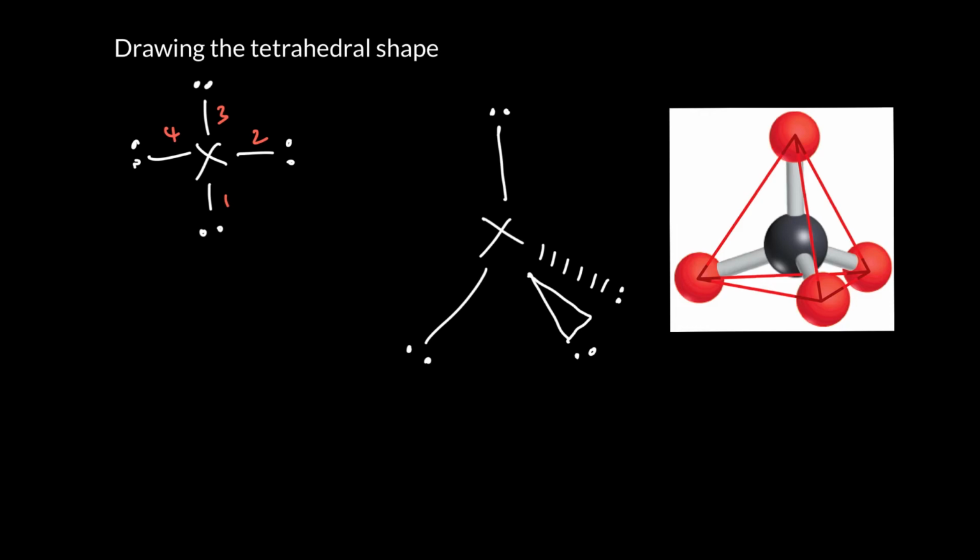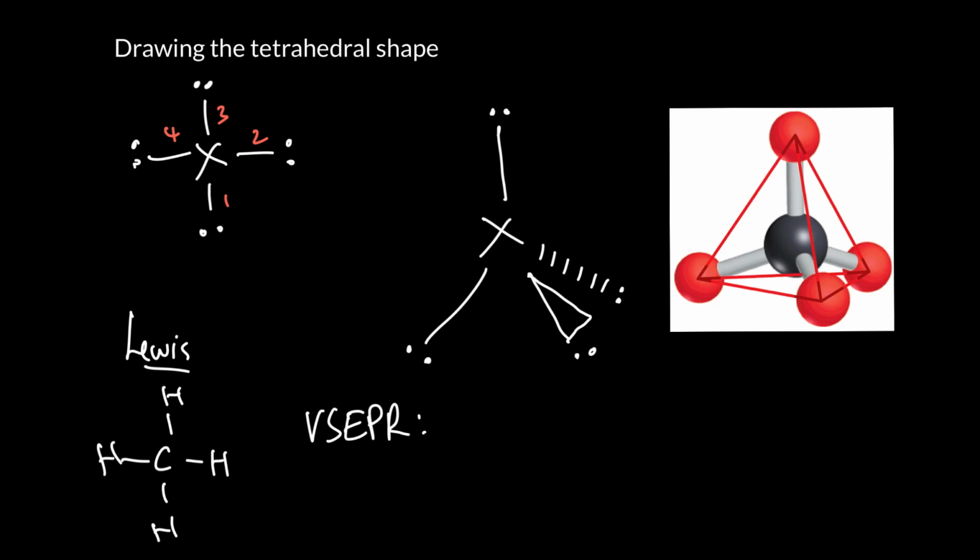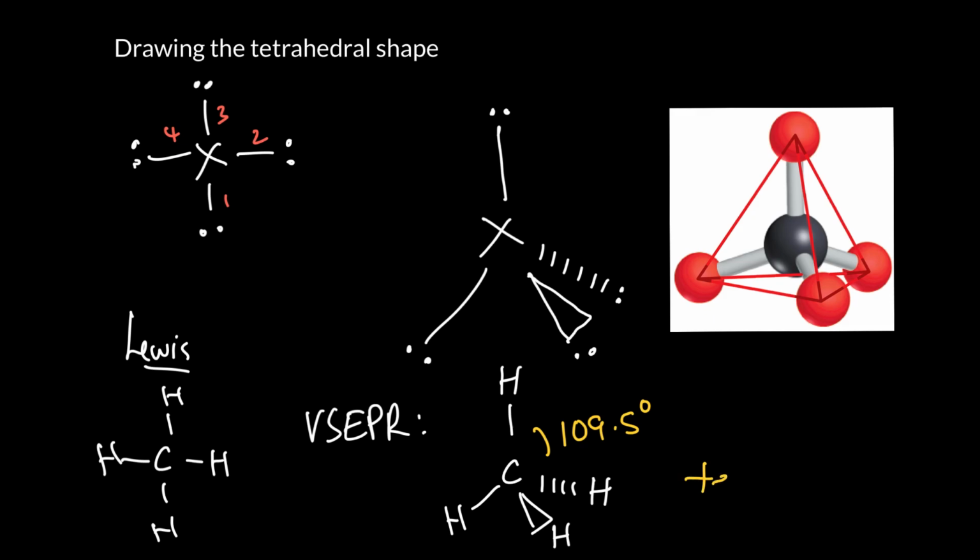So if we had methane, its Lewis structure is kind of boring looking. In fact, its Lewis structure looks like everything's at 90 degrees, but if we applied VSEPR to it, valence shell electron pair repulsion, those 4 bonds would repel and take that 109.5 degree angle. So let's write that on there. 109.5 degrees. All those angles are exactly the same. And that geometry is called tetrahedral.